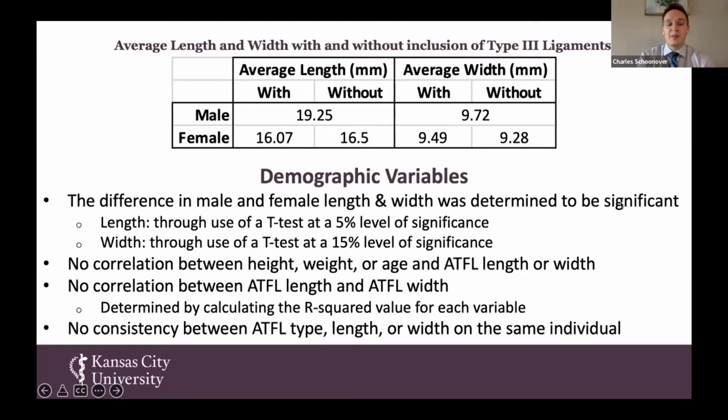There was, though, no correlation between height, weight, or age and ATFL length or width. There was also no correlation between an ATFL's length and its width. And this was determined by calculating the R² value for each variable, subdivided for each ATFL type. Also, there was no consistency between ATFL type, length, or width on the same individual. So the length, width, or type on one side had no correlation with the other side.